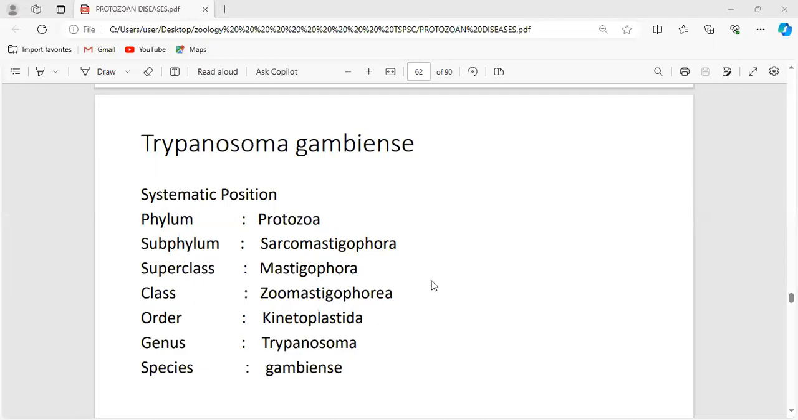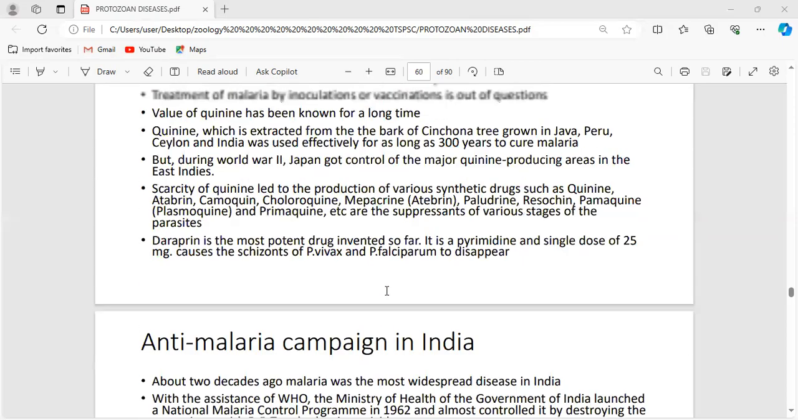Okay. In yesterday's class, we completed amoebiasis. Disease caused by which causative organism? Chat. Amoebiasis or amoebic dysentery is caused by which protozoan? Quick. Very good. Entamoeba histolytica.